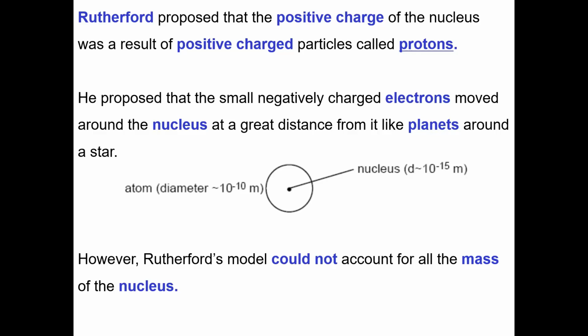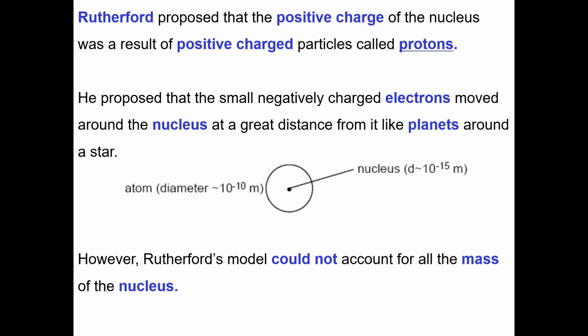So, Rutherford said, I think that atoms are organized as follows. That the positive charge of the nucleus is a result of positively charged subatomic particles that he calls protons. And that the small negatively charged electrons move around the nucleus at a great distance from it like planets around the star. But planets are held in place as a result of the attraction of gravity between a star and the planet. The electrons are held in place as a result of the electrical attraction between the negative electrons and the positive protons.